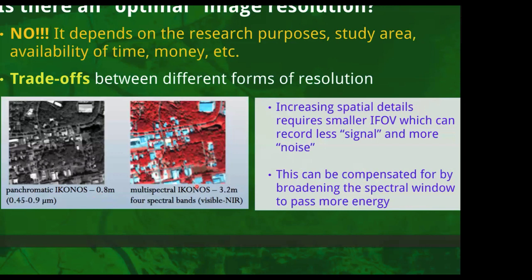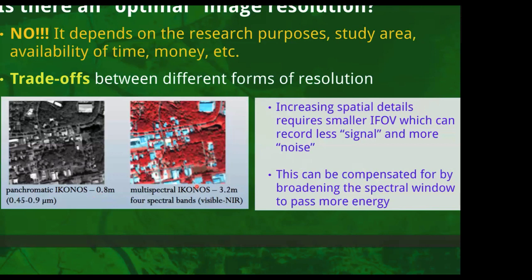For example, Landsat has a panchromatic band, which is 15 meter by 15 meter resolution. However, its multispectral bands are 30 by 30, and its thermal bands are actually 60 by 60 or even 120 by 120 meter. And this is always true. This has to do with the FOV concept we talked about earlier, the instantaneous field of view.